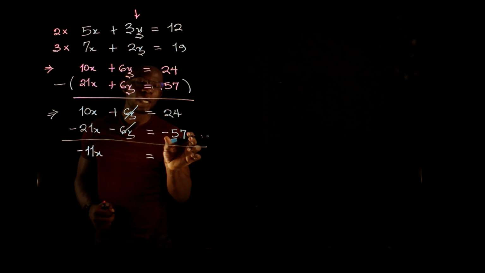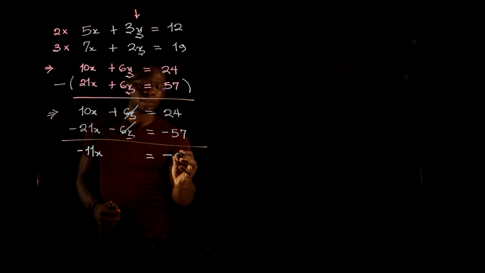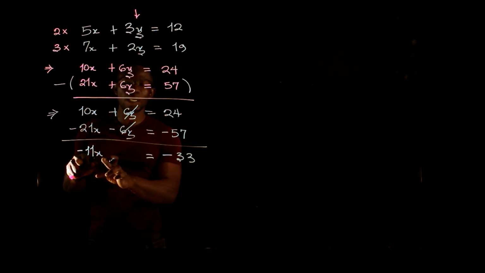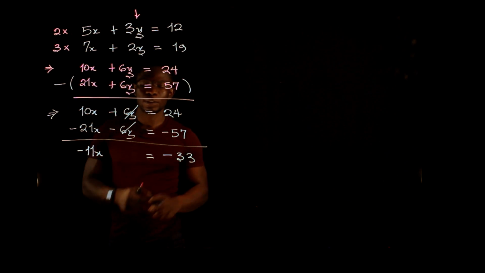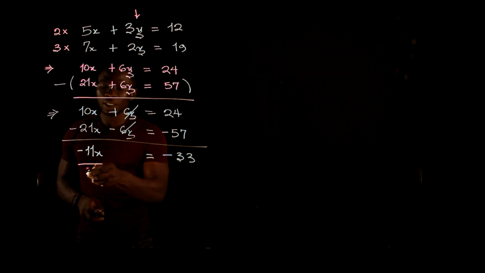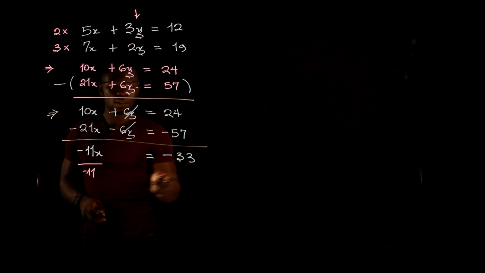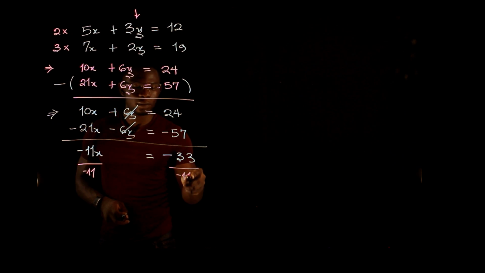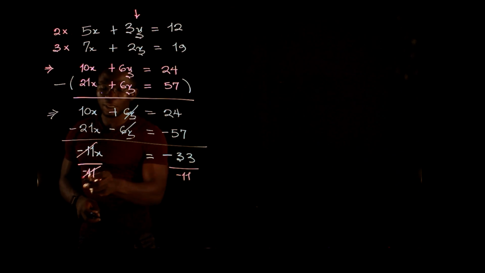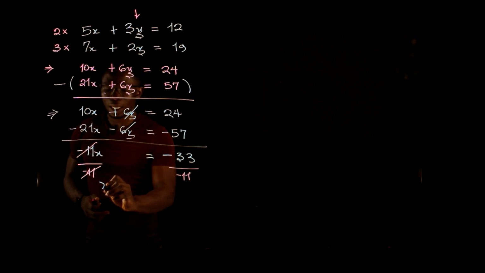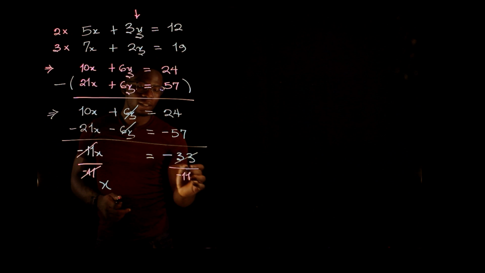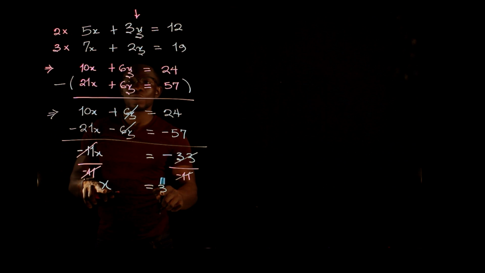And 24 minus 57 results in minus 33. So now we have that minus 11x is equal to minus 33. If we divide both sides by minus 11, so minus 11 cancels out minus 11 here, and we're left with x, and minus 11 cancels out minus 33 here to give us 3. So we know that our x is equal to 3.